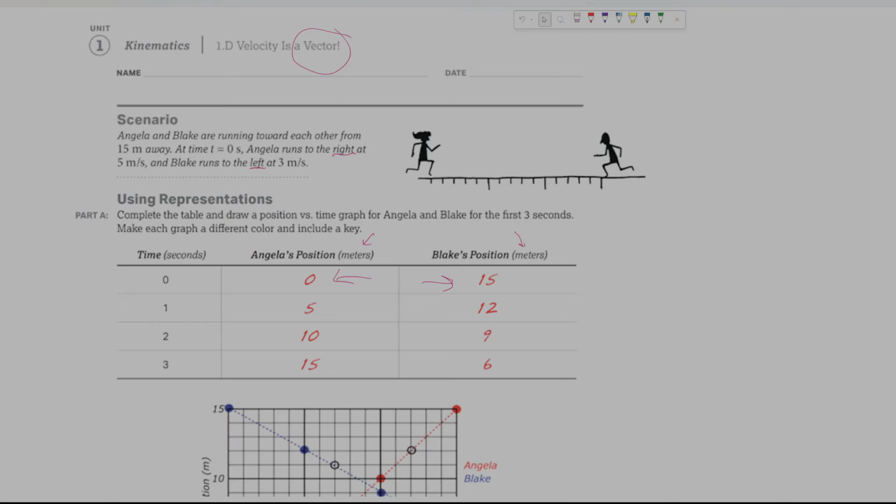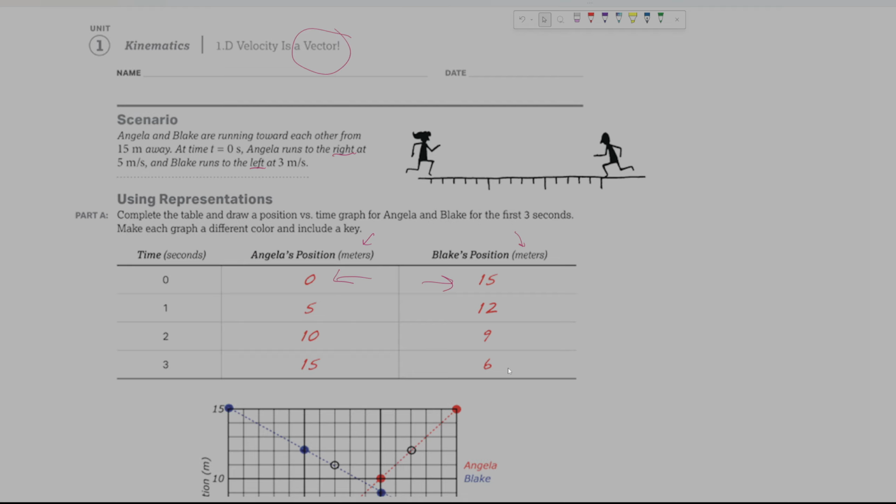You just have numbers. Then it says up above that, where's my pointer? There we are. Angela runs to the right at 5 meters per second. That means that for every second that goes by, Angela's going to basically move 5 meters. So that's why it goes from 0, and then at 1 second it's 5 meters, and then 10 meters, and then 15. Every second that goes by, she moves 5 more meters. Blake is moving 3 meters per second, but he's moving to the left starting at 15. So he basically loses 3 meters every second. So 15 minus 3 is 12, and then 9, and then 6.